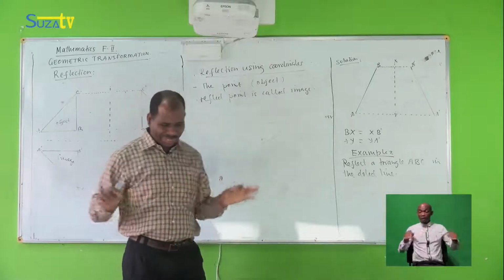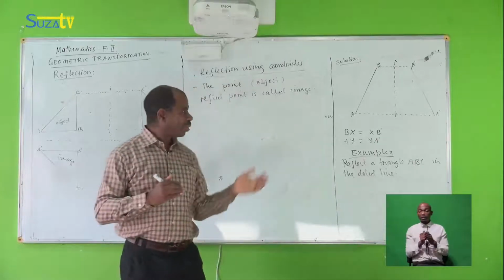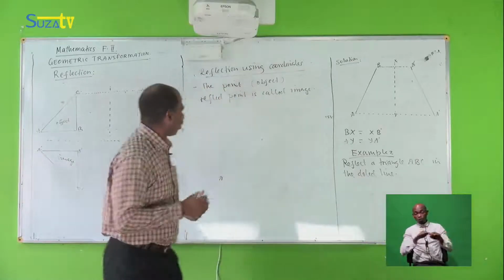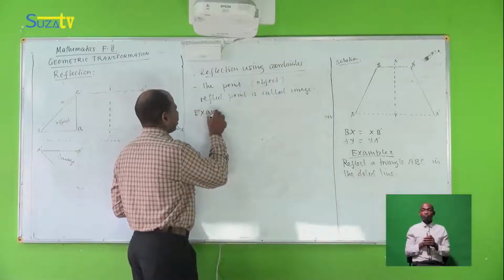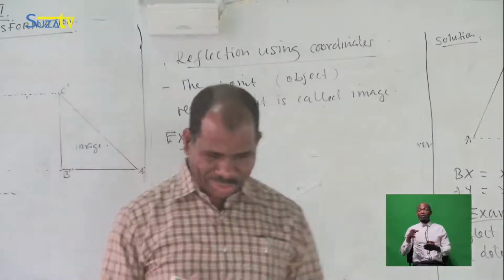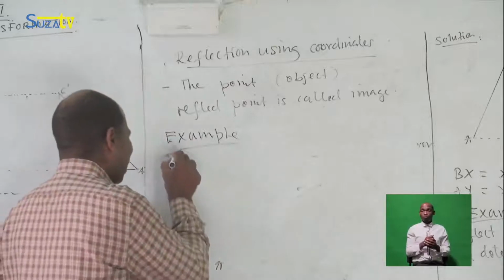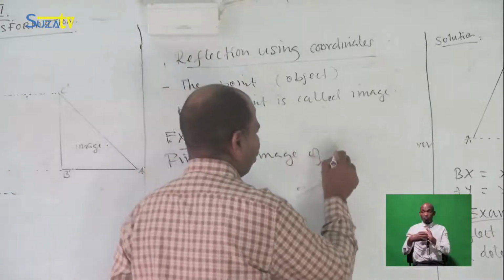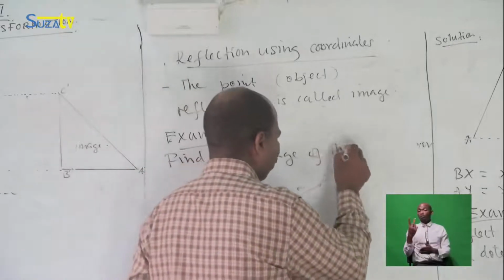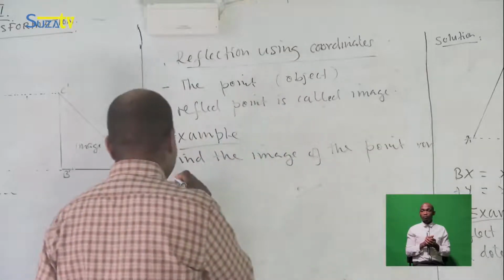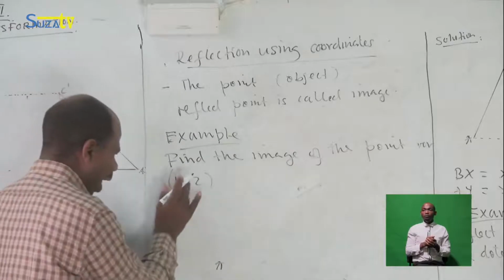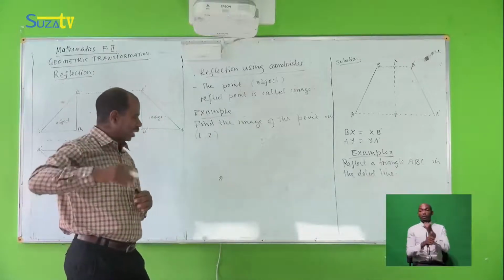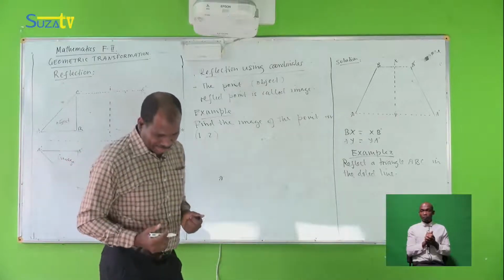So we use the same method, measuring the distance. And we can reflect using either a vertical line or a horizontal line. For example, suppose we want to reflect the point (1, 2). The question says, find the image of point (1, 2). 1 represents the x value, horizontal, and 2 represents y, the vertical distance, after reflection.